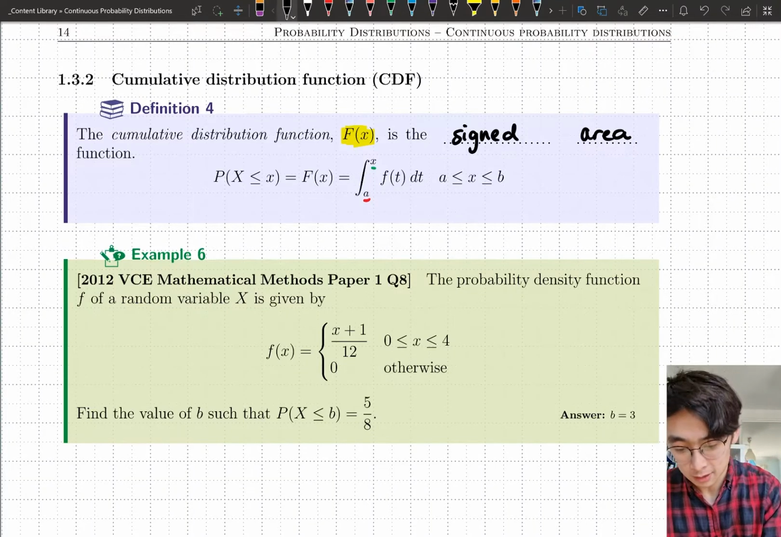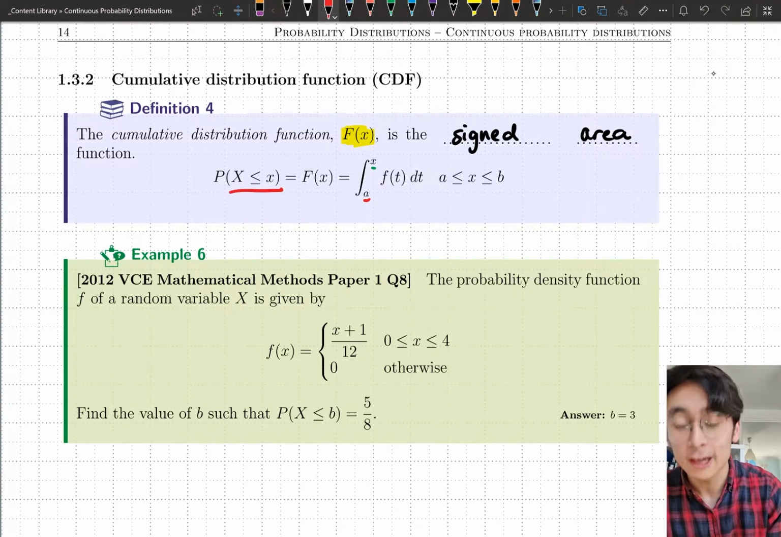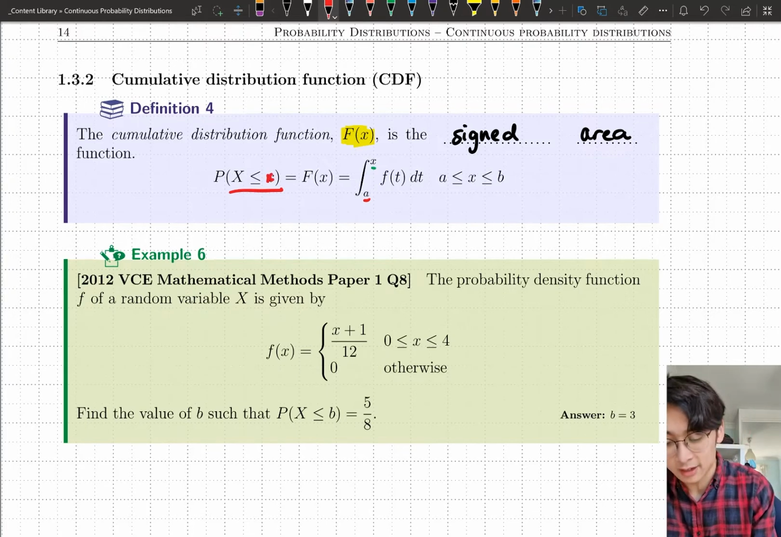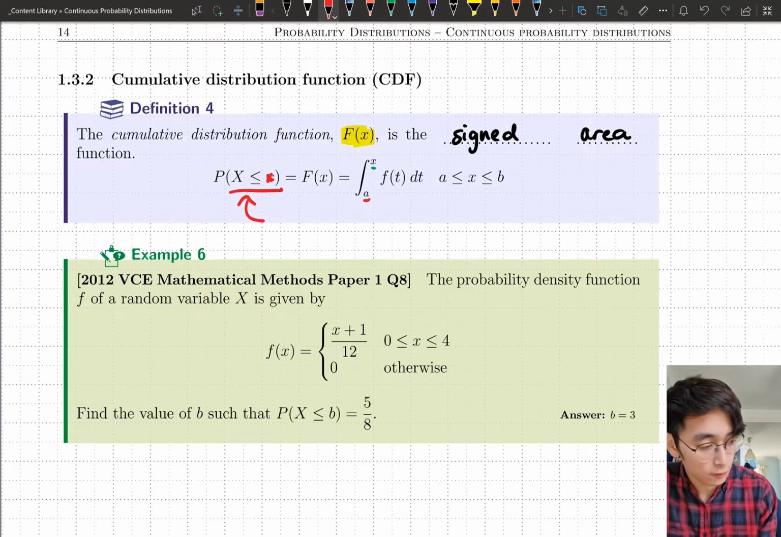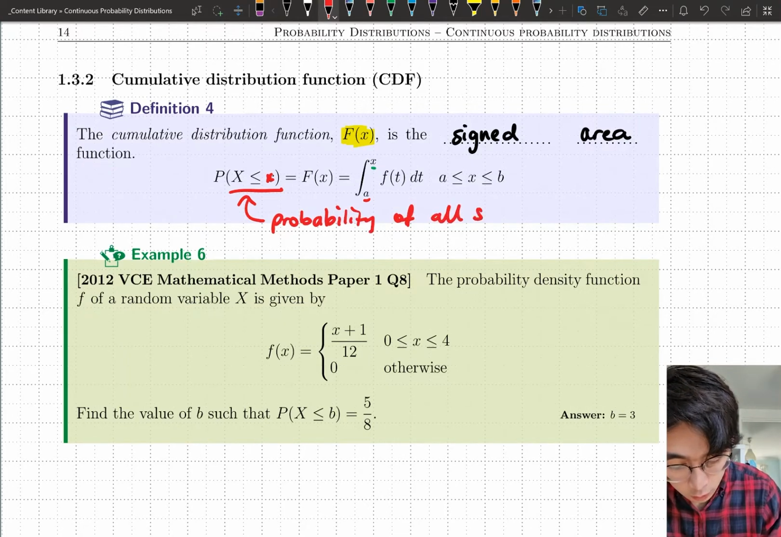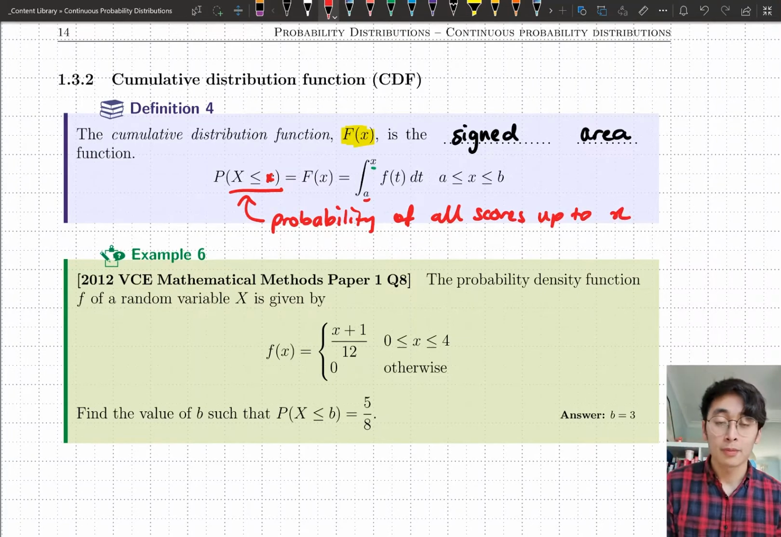If you have a look at this part here, that is the probability of all the scores up until the score small x here. So I'm just going to write a quick definition. This is the probability of all scores up to x. And so that's what a cumulative distribution function tells me.